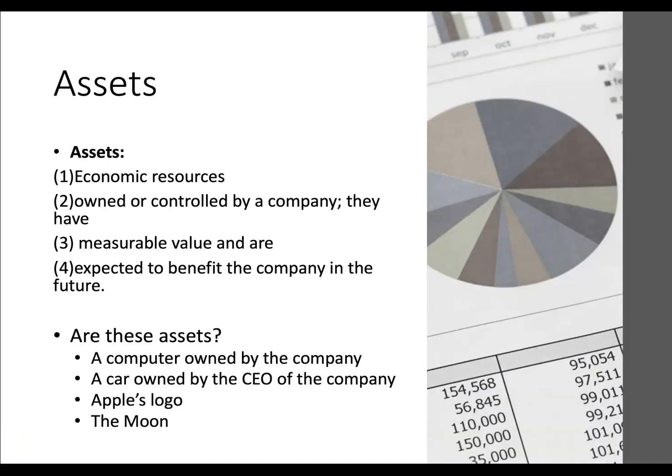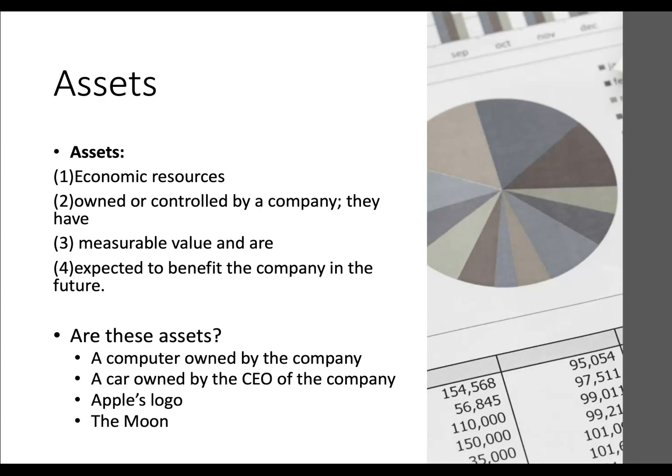Let's start with assets. What are assets? These are the features of assets. Assets are 1. Economic resources, 2. Owned or controlled by a company, 3. They have measurable value, and 4. They're expected to benefit the company in the future. Now, I listed a couple of items underneath. Before I talk about those, you can pause the video and think about whether these are assets of the company based on the features I talked about above.